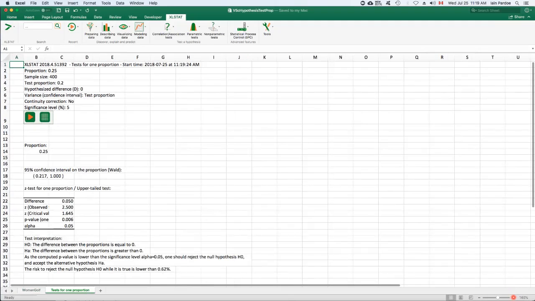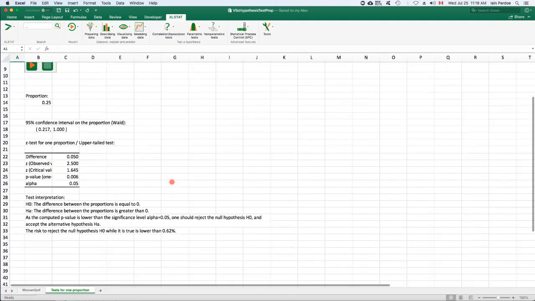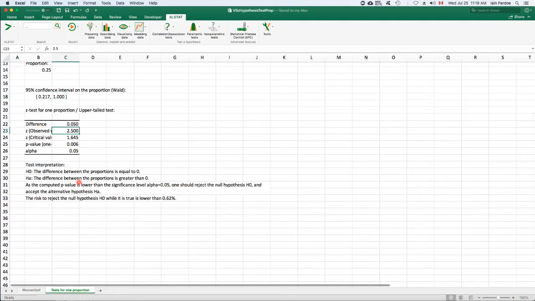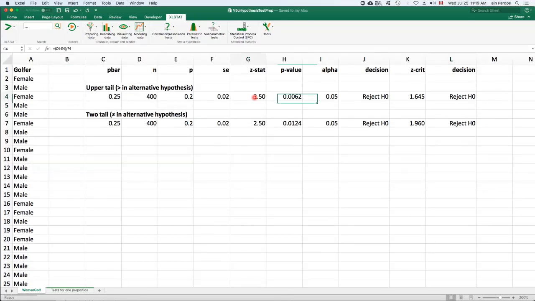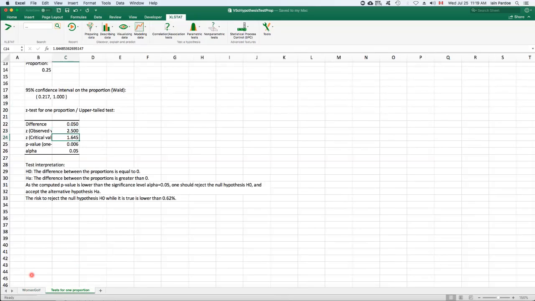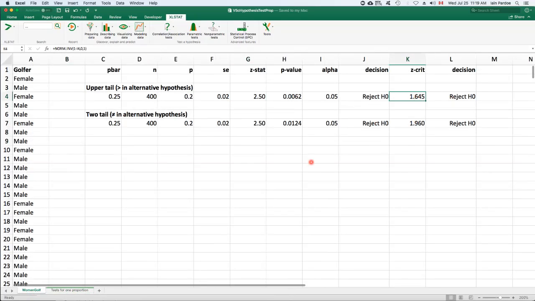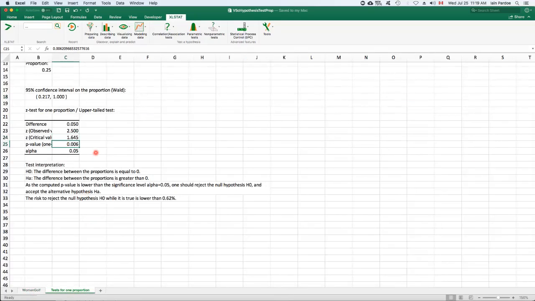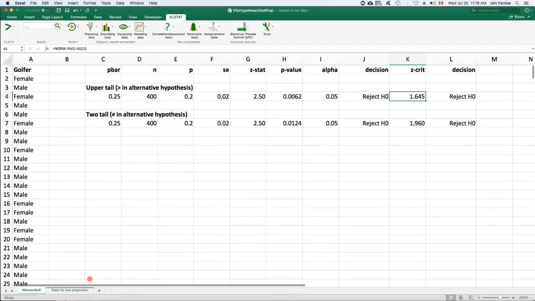So let's just check our values, see if we got what we did before. Our test statistic, 2.5. Our critical value, 1.645. Our p-value, 0.0062 if we go out to 4 decimal places. So yeah, everything matches up.